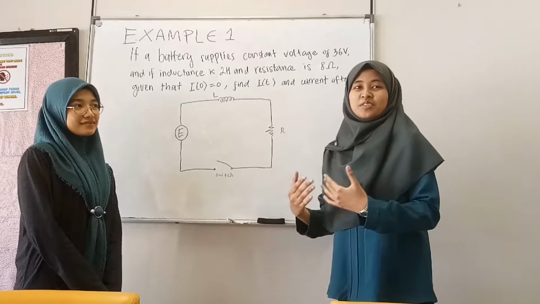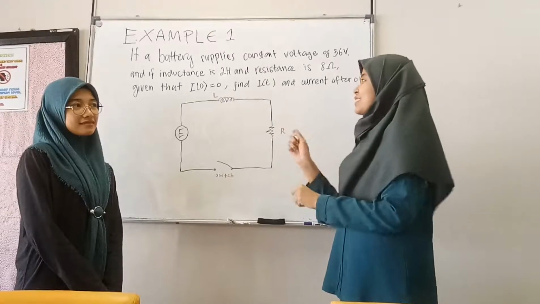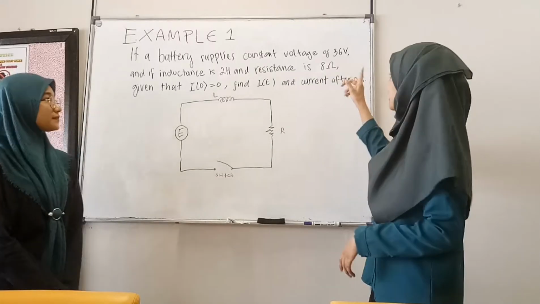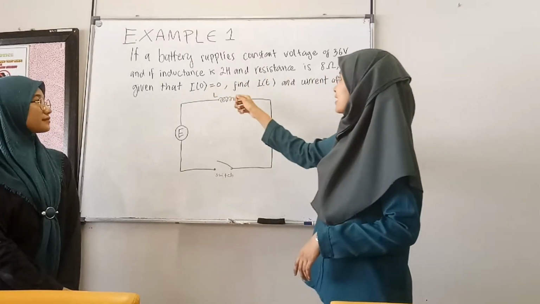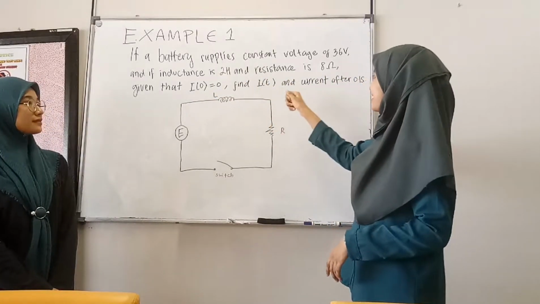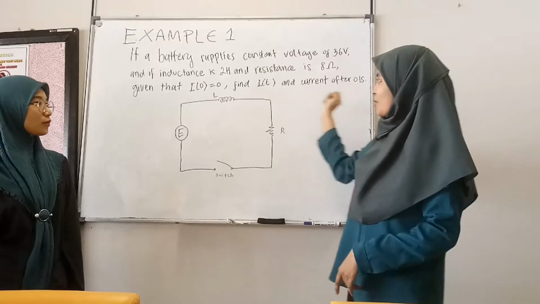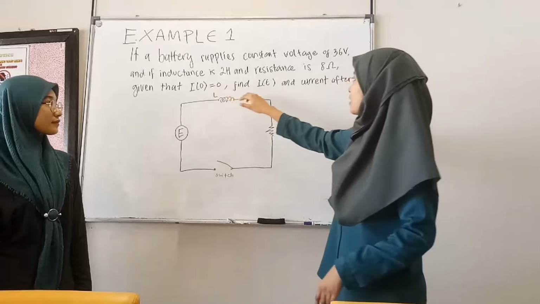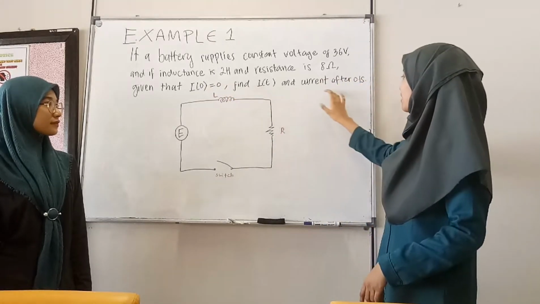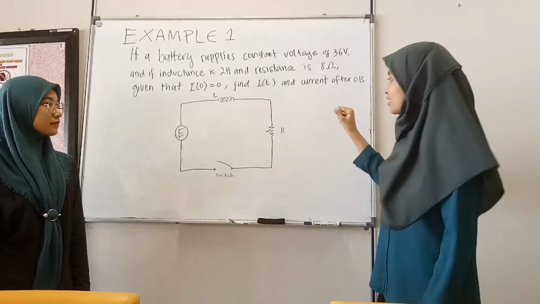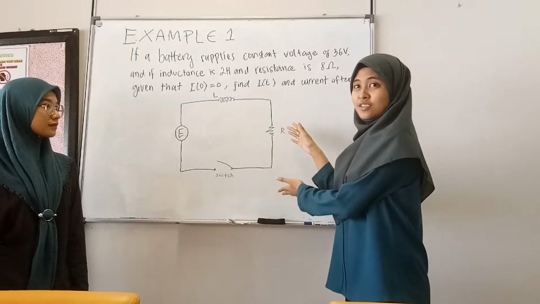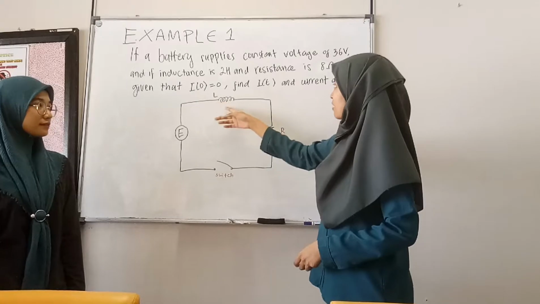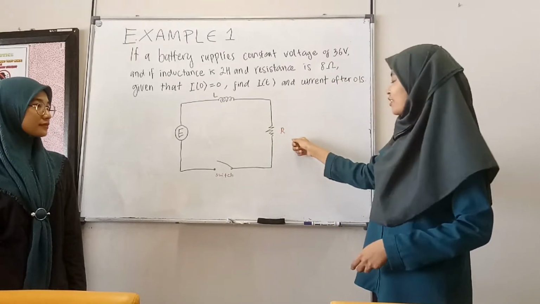Alright, now we're going to solve the problem. Given that a battery supplies a constant voltage of 36 volts, the inductance is 2 henries and the resistance is 8 ohms, and given the initial condition I(0) is equal to 0, find I(t) and the current after 0.1 second. This is the series circuit, and this represents the model of voltage, L for inductance, R for resistance.